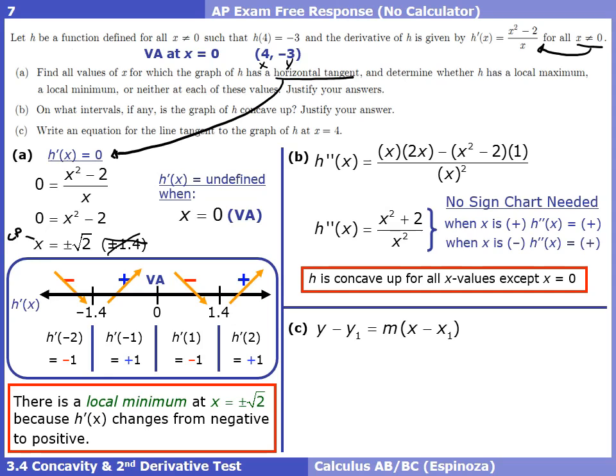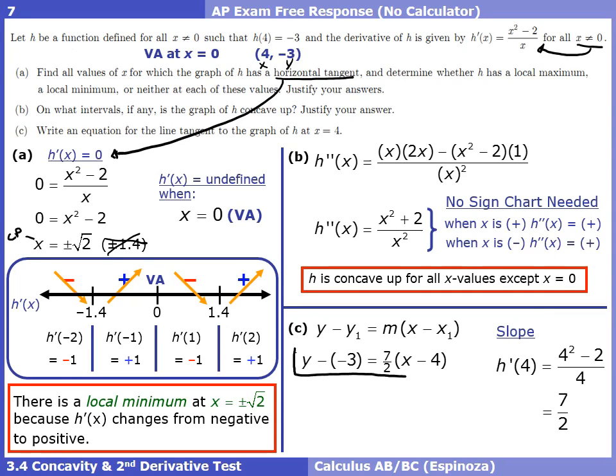They tell us in part C we're trying to write a tangent line at 4, so we already know our point is 4, negative 3. So we just need to focus on the slope. How are we going to find the slope at x equals 4? Well, we need to take our derivative and plug in 4. Don't forget about that simple concept that we've known for some time now. If you plug in 4 into your first derivative, you'll get 7 over 2. And just like that, part C of this problem is extremely simple.